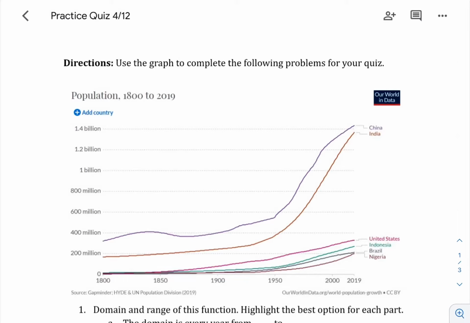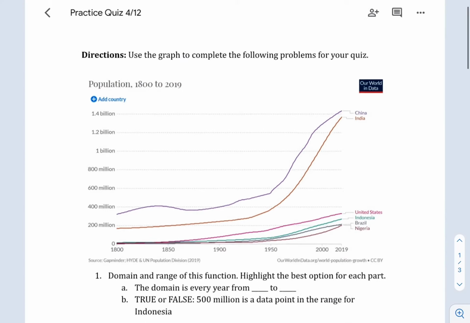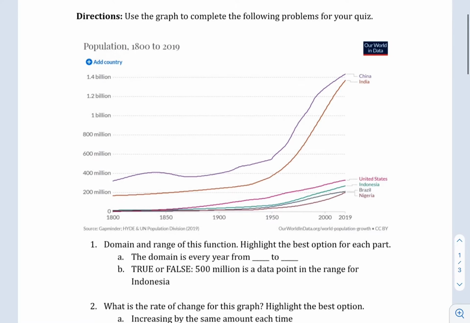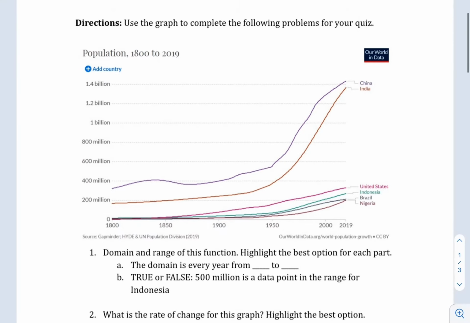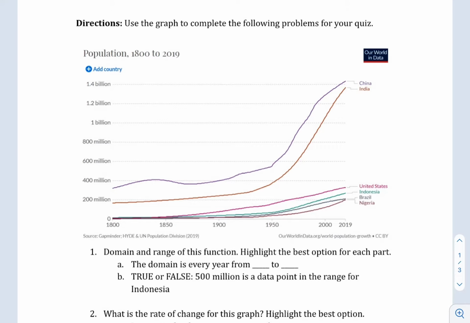All right, so we are going to interpret this exponential graph. This is the practice quiz from 4-12 to help you with the quiz from 4-14 to boost this learning target grade. All right, so to start, what we're going to do is I'm just going to go ahead and highlight some important features, some text features on our graph.